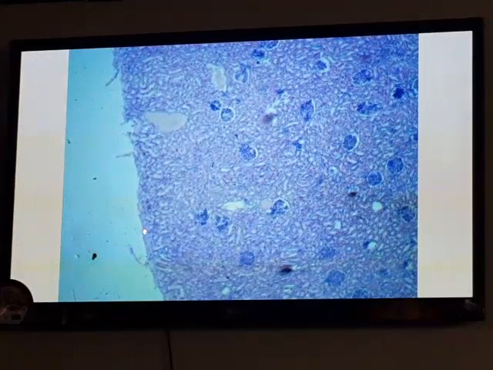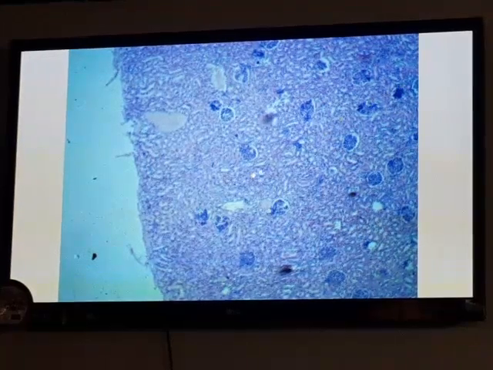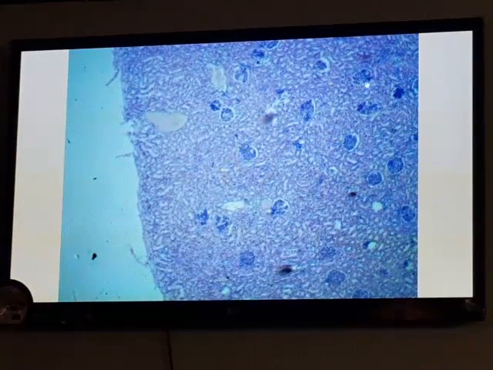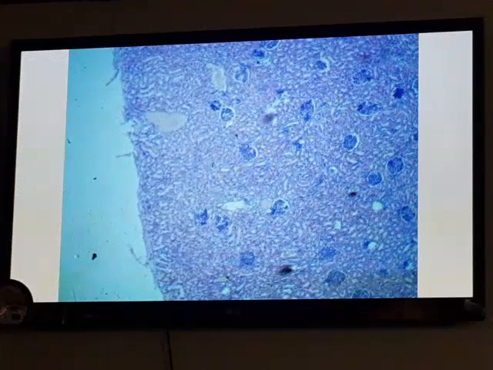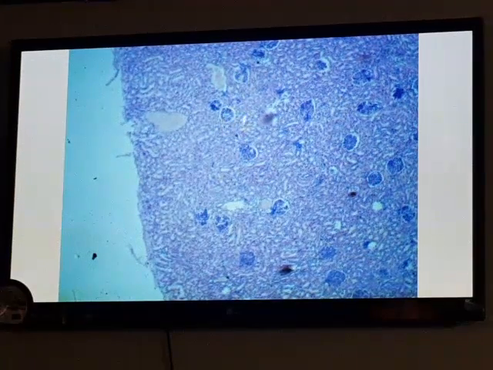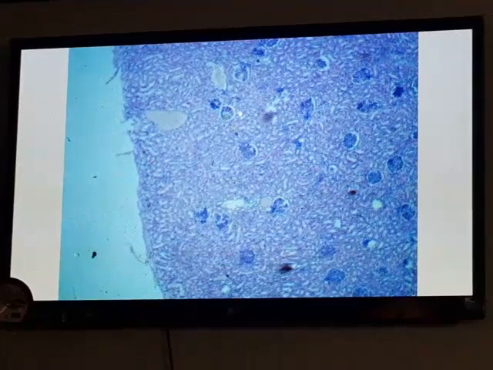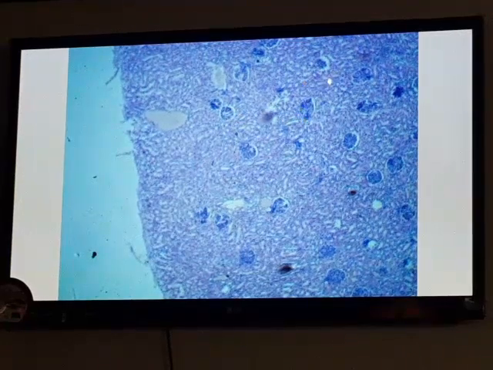Each kidney can be divided into an outer cortex. This is the cortex, characterized by the presence of renal corpuscles. These round structures are renal corpuscles.